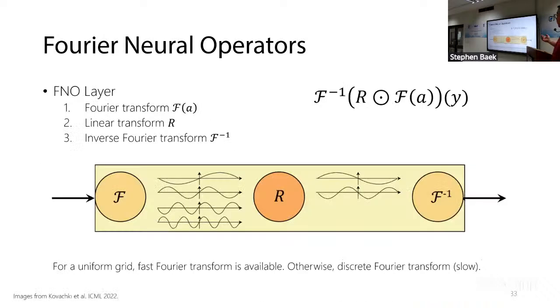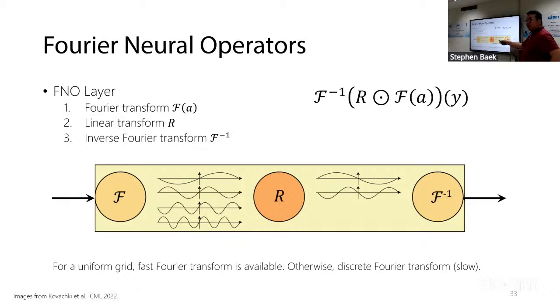Inside the implementation of neural operators, you will see basically these three steps. One is the Fourier transform of any given input signal A. Whenever input comes in, a Fourier neural operator layer will first perform the Fourier decomposition of that input signal. So any arbitrary function will be decomposed into a bunch of sine waves and the coefficients associated with the different sine waves. Then we perform a linear transform R. That's the learnable parameters inside the neural network.